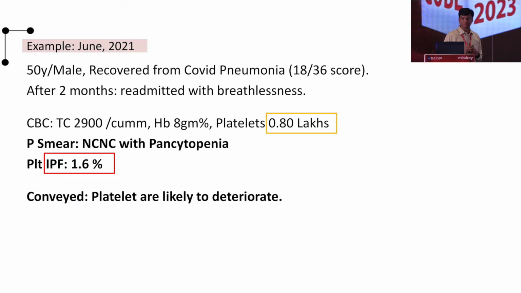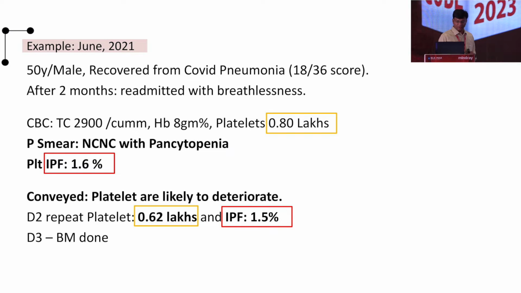Then we received a peripheral smear, and we ran it along with the CBC and Retic. It showed normocytic normochromic cells with pancytopenia, and IPF was around 1.6. Somehow I should convey this to the clinician. Then we conveyed that platelets are likely to deteriorate. On day 2 the repeat platelets were 0.62 lakhs and IPF dipped to 1.5, and we advised a bone marrow.